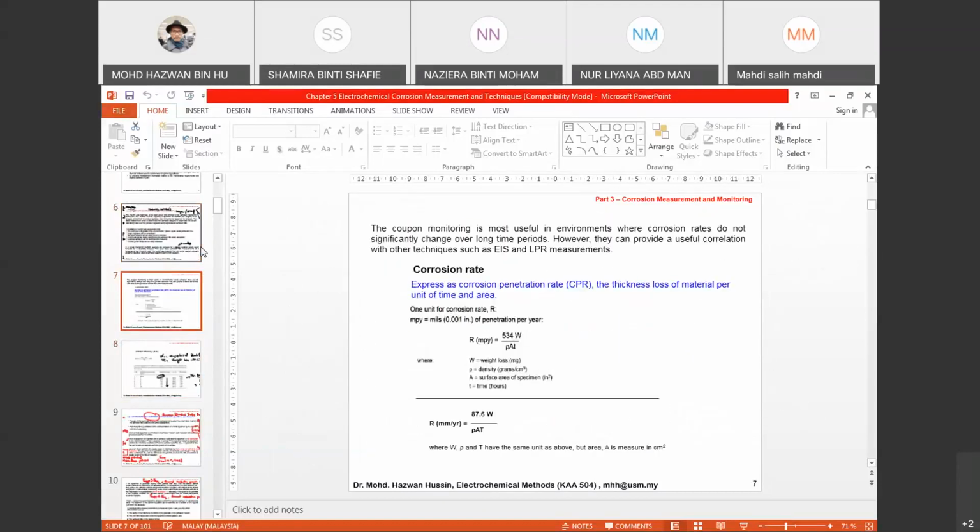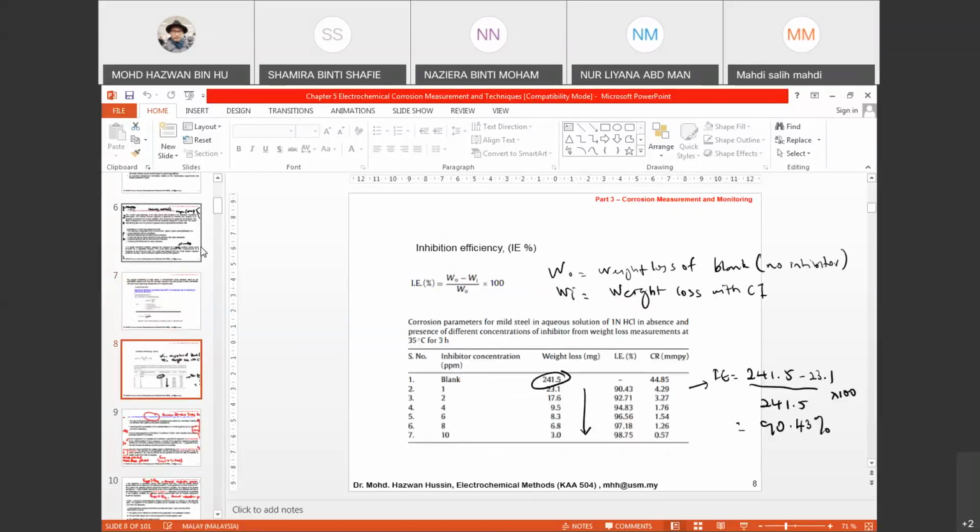From weight loss measurement, you can calculate the corrosion rate. Basically, we have looked at this formula in chapter 3, if I'm not mistaken. And we can also calculate the inhibition efficiency based on the mass loss. So if you add corrosion inhibitors at different concentrations, you can study the inhibition efficiency. The higher the inhibition efficiency, the less likely corrosion is to occur.